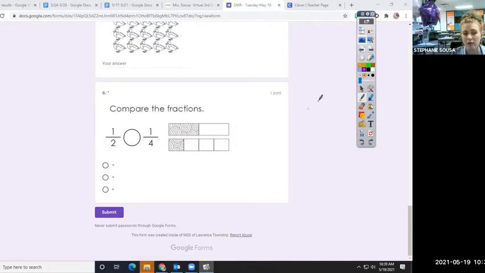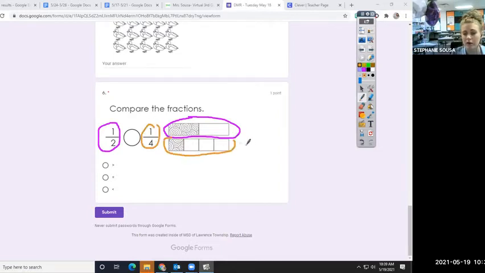We have a model here. 1/2 is represented by this model. There are 2 pieces. One of them is shaded. 1/4 is represented by the bottom model. There are 4 pieces. One of them is shaded. We can see that 1/2 is larger or longer on that bar than 1/4. So 1/2 is greater than 1/4.